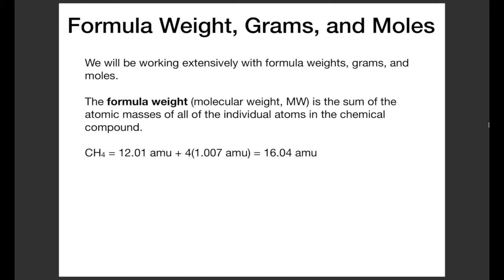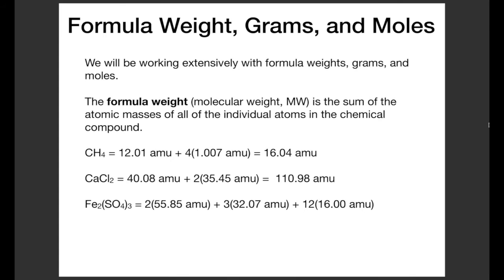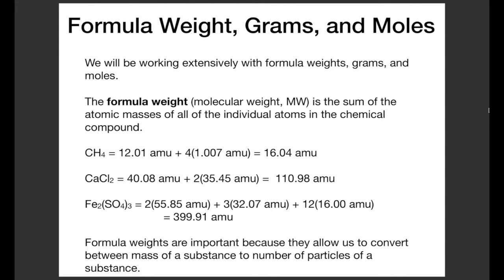Quickly going through 2 additional examples, calcium chloride would have a formula weight equal to the sum of the calcium atom and the 2 chlorine atoms, which equals 110.98 AMU. Iron sulfate would have a formula weight equal to 2 irons, 3 sulfurs, and 12 oxygens, which equals 399.91 AMU. Formula weights are important as they provide us with the starting point for any quantitative work involving chemical reactions.